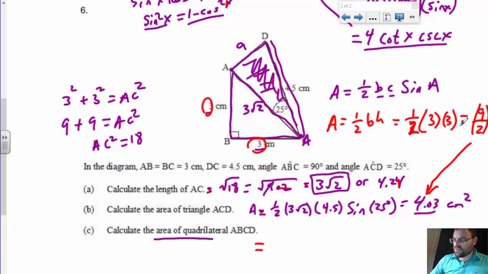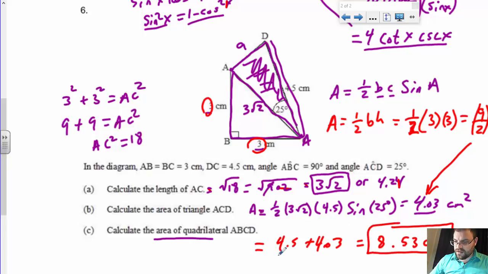So this is going to be 4.5 plus 4.03. So this is going to equal 8.53 square centimeters. That'll be your answer. So this is the area of the bottom triangle, the area of the top triangle, and that's your answer. All right, so this whole thing is done.